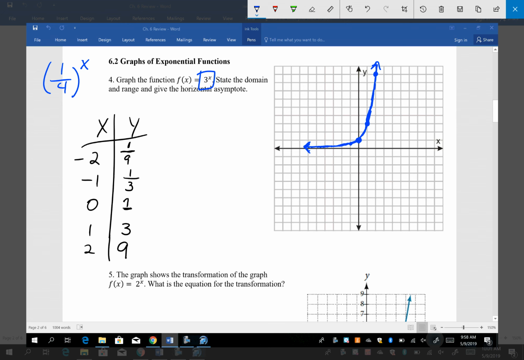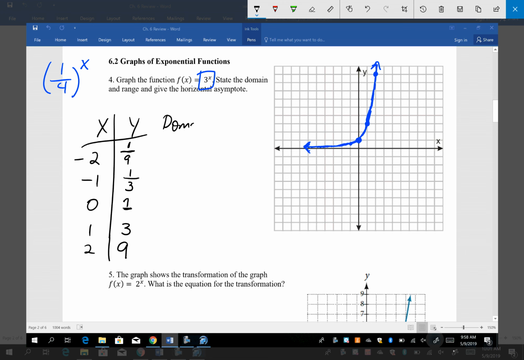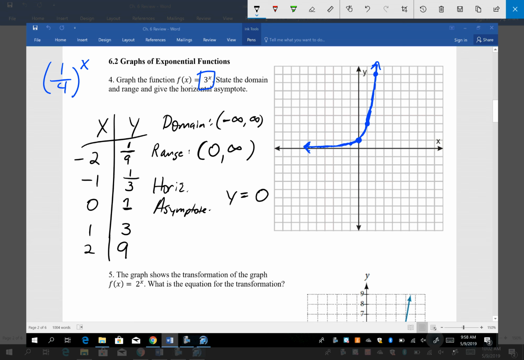Okay. All right, now the domain. The domain is all real numbers, so negative infinity to infinity. It's always like that. The range is not always the same. In this case, our lowest y value is just above 0, going to infinity. And our horizontal asymptote is y equals 0. That's always the horizontal asymptote unless I throw in some transformations.